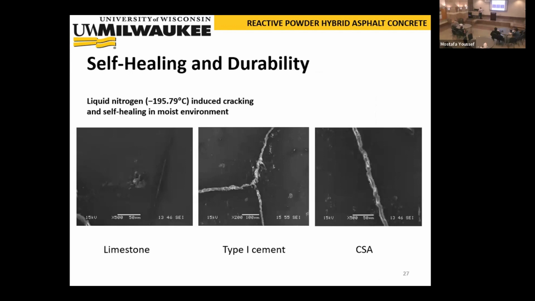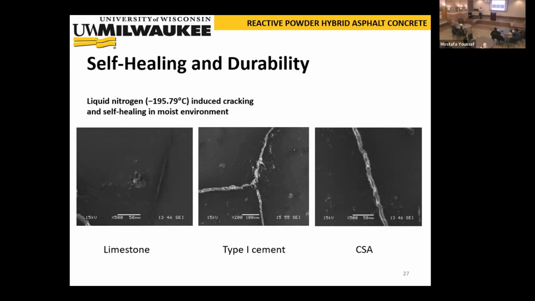Limestone, crack unfilled, type 1 cement and CSA. So I think the improvements that we have been seeing at the mixture level, to a great extent, from my little bit of knowledge in cement, is attributed to improvement in the contact between the asphalt binder and the aggregate, and the self-healing that is taking place.